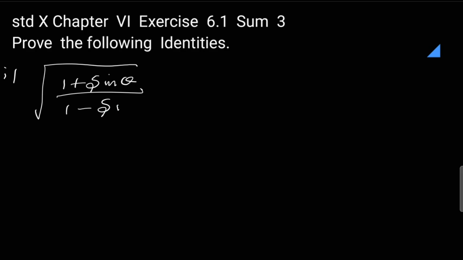See chapter 6, exercise 6.1, sum number 3. Prove the following identities. First sum: root of (1 plus sine theta divided by 1 minus sine theta) is equal to secant theta plus tan theta.